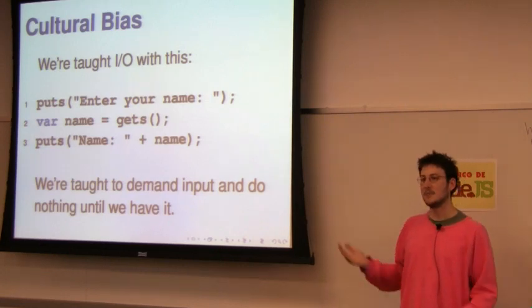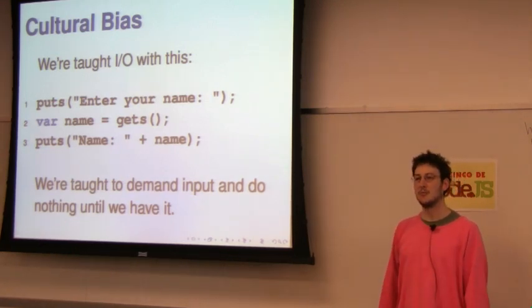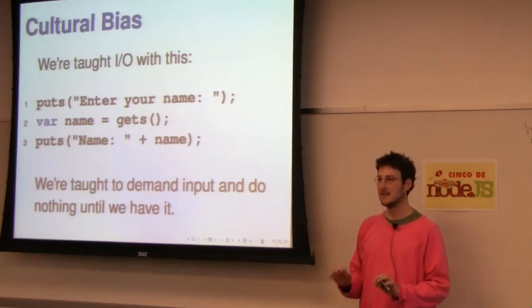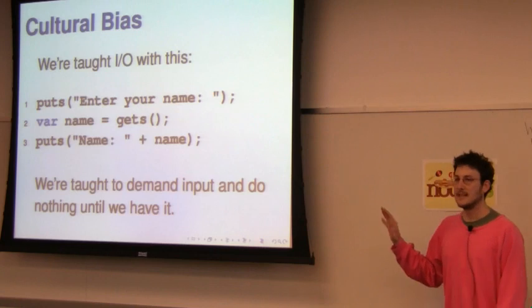And from the beginning, we're taught to think of I/O this way. It's fine in this case when your program does nothing except wait for the one user. But if you have 1,000 users all waiting to enter their name like this, this idea doesn't work.